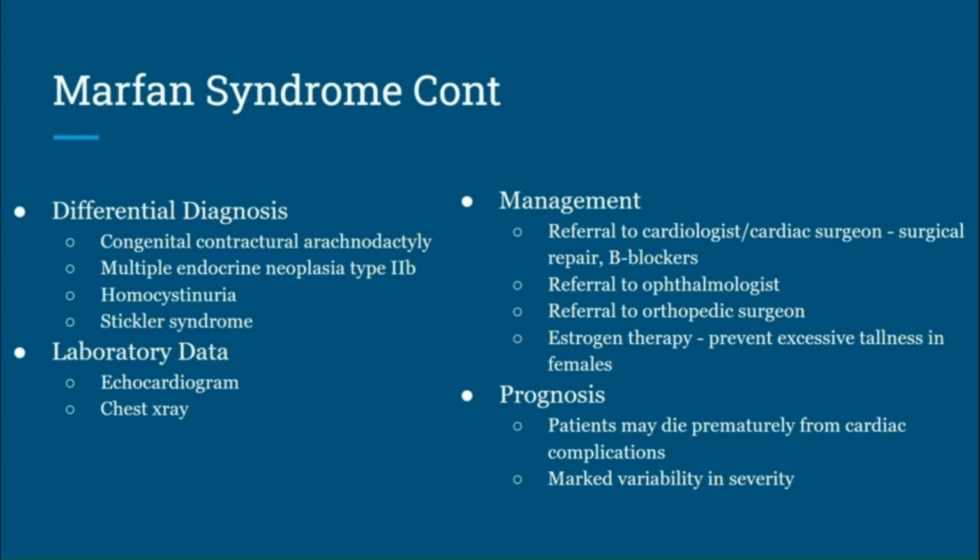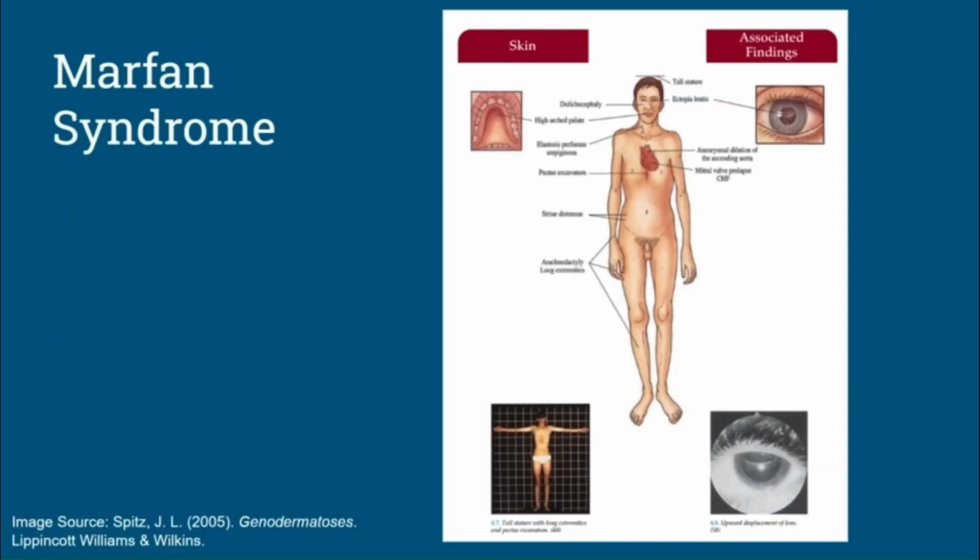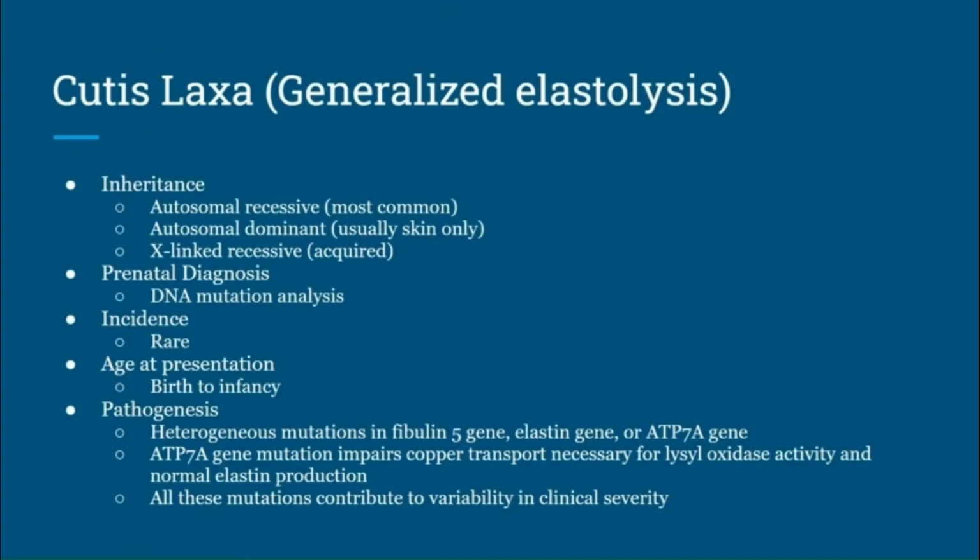You want to make sure they're following with cardiology, especially if they have some concerning findings, and potential surgical repair with CT surgery. Might need to see ophtho depending on the eye involvement, or orthopedics depending on the limb involvement. Estrogen seems to be helpful in patients to prevent excessive tallness in females, specifically, obviously contraindicated in males, so that's something one can consider. But mostly the cardiac complications is what causes death in these patients. And here is a good schematic here. Feel free to pause it to go through it if you're a visual learner.